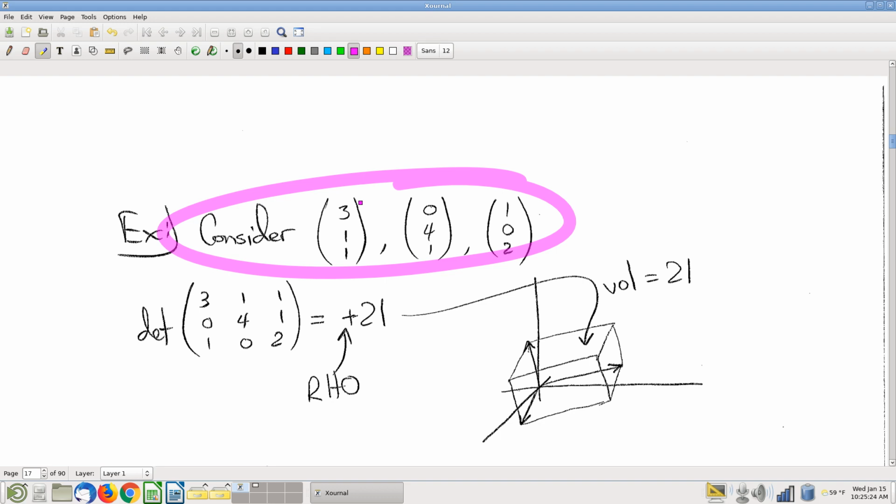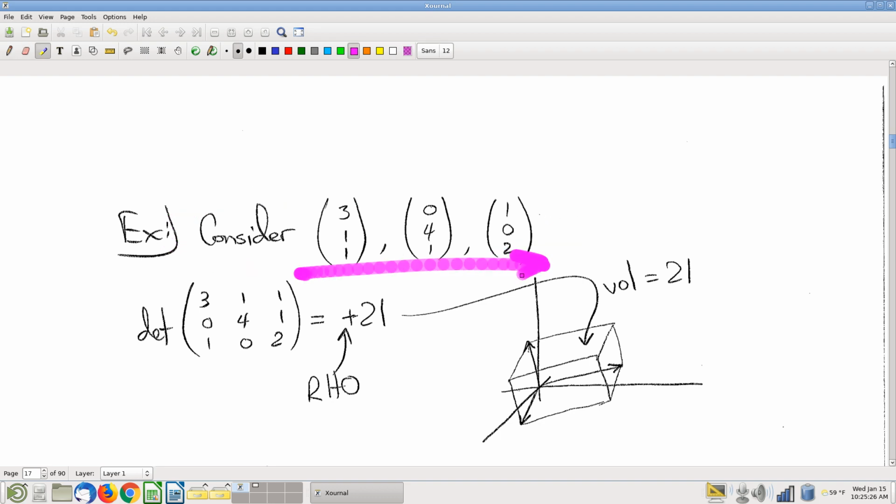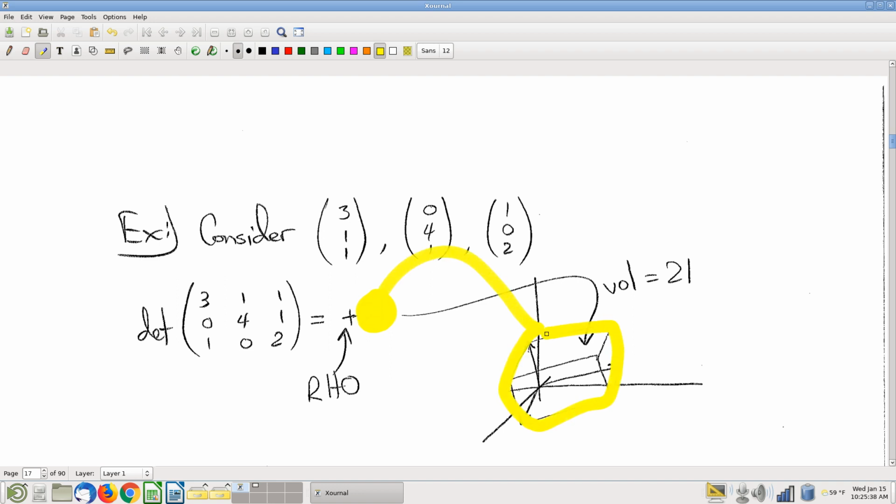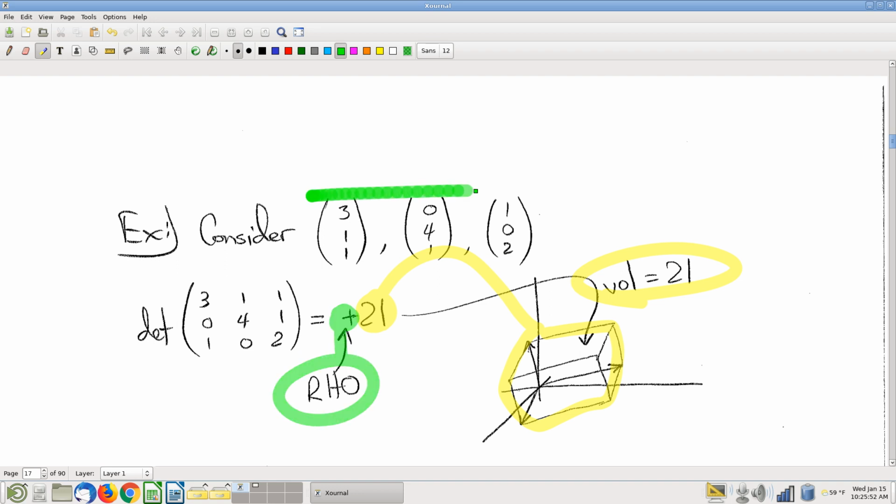Well, nice answer. We follow the rule. We take these vectors, make them the rows of the matrix, and compute the determinant. The magnitude of 21 gives us that volume, the volume of that wacky parallelepiped. No trig necessary. And the fact that this is positive tells me that this is a right-hand ordering that I've written them down in. Positive means right-hand order.